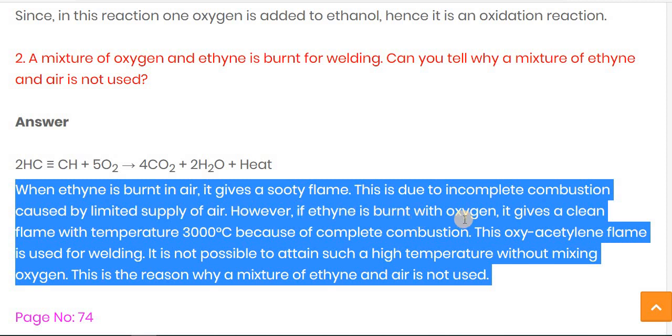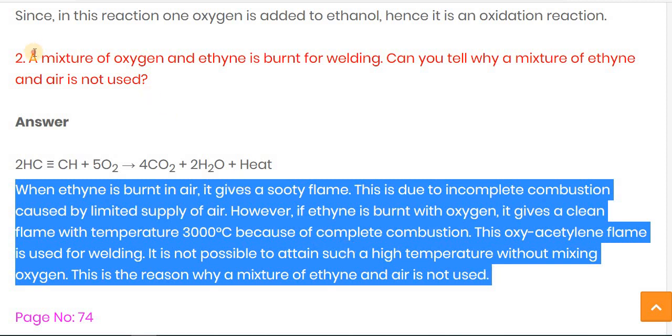However, when ethyne is burnt with oxygen, it gives a clean flame with a temperature of 3000 degrees Celsius because of complete combustion. This oxyacetylene flame is used for welding, and it is not possible to attain such a high temperature without mixing oxygen. And this is the reason why a mixture of ethyne and air is not used.